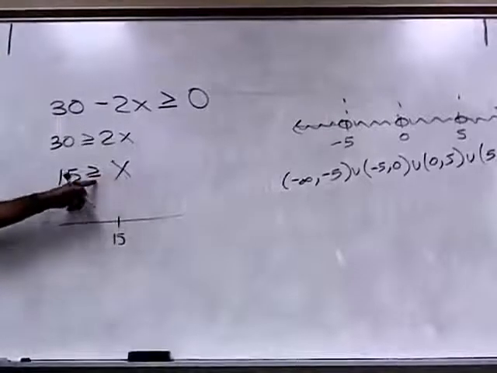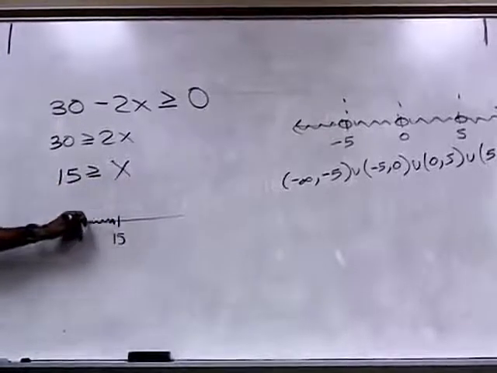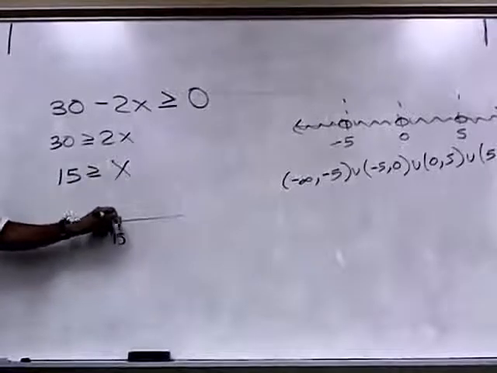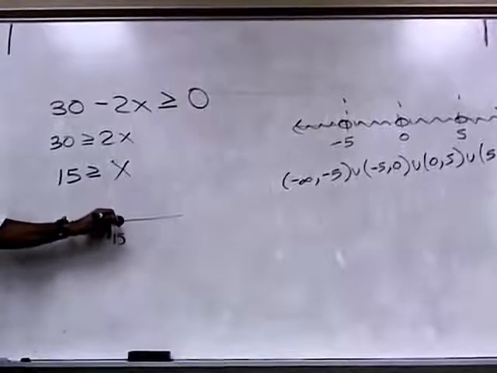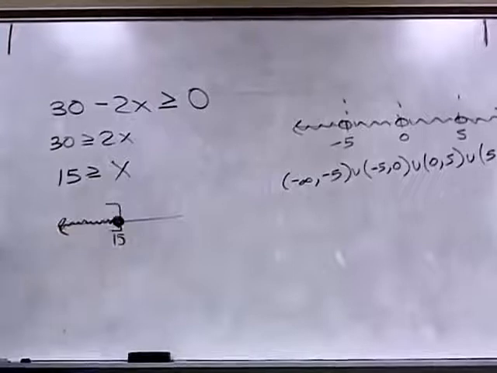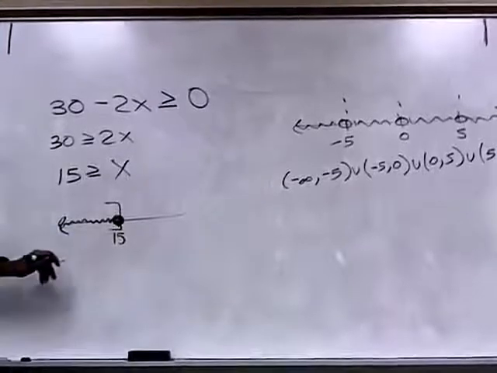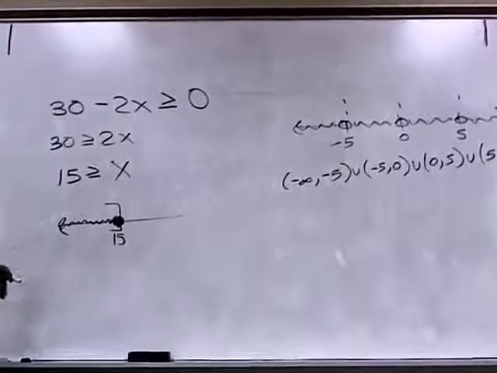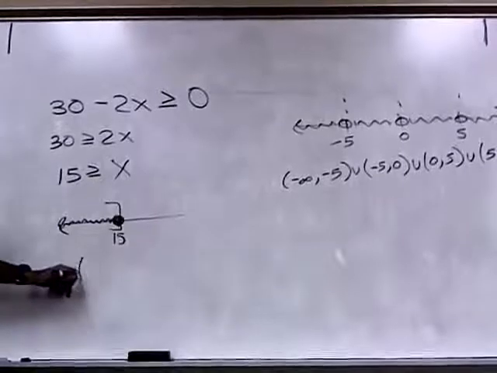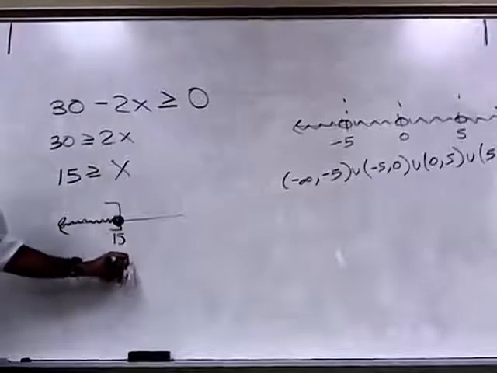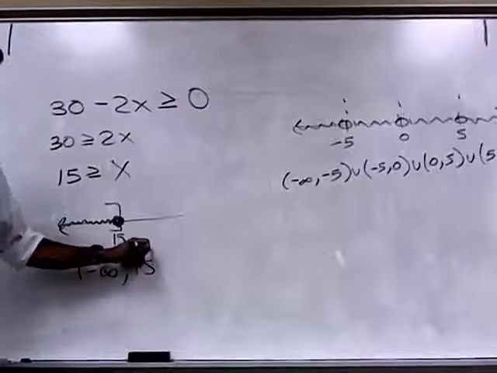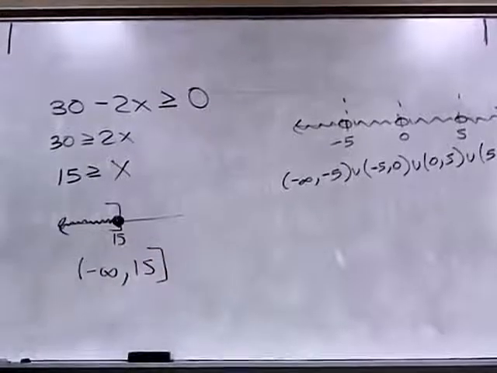So here's 15. Our x is smaller than or equal to 15, which is this way. I do include 15, right? So we said you could do it like that. So what's the interval? How do I say that? Everything to the left of 15, including 15. Negative infinity to 15, and then bracket. So that's what I'd be looking for there.